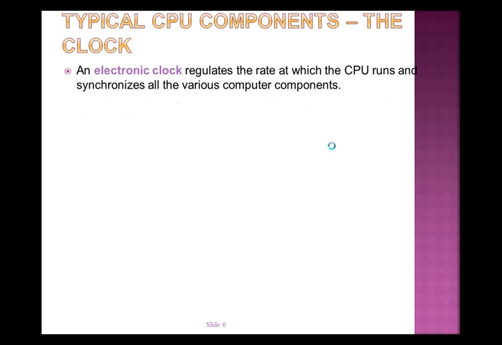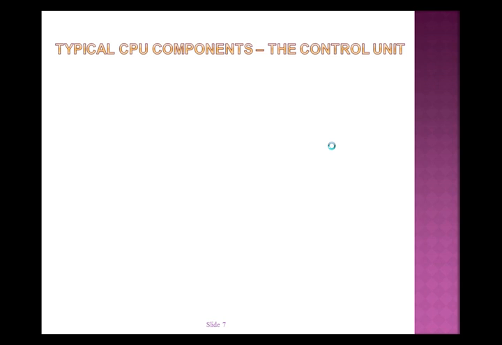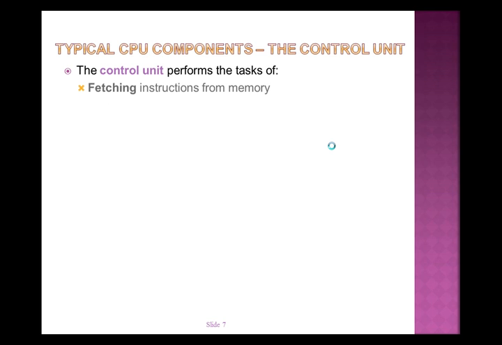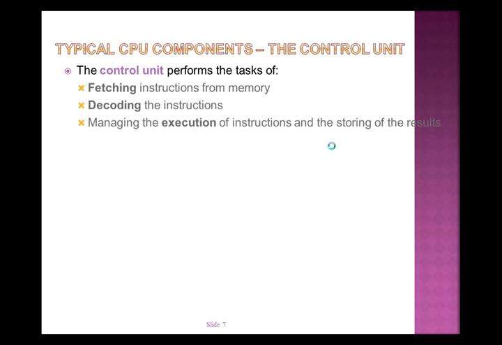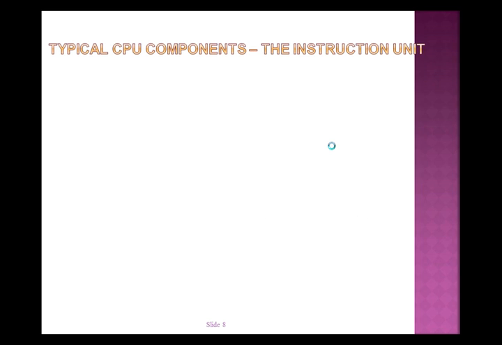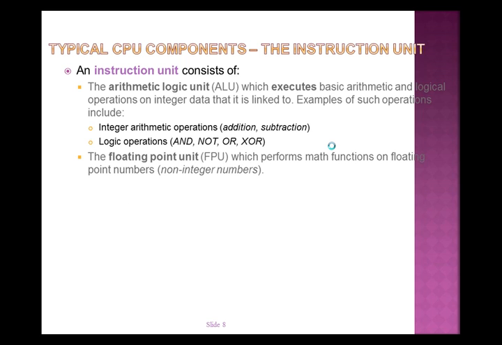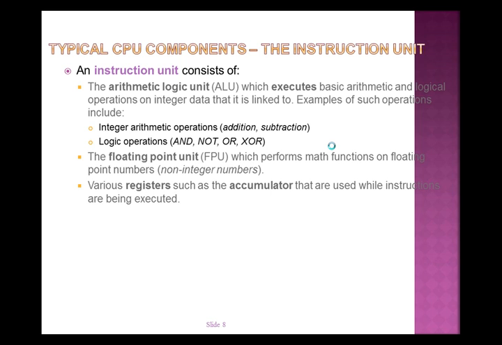What are the components? First of all, the clock that regulates the rate. We have studied about the clock, the measurement in terms of megahertz. In the same way, another component is your control unit that controls the overall operations, that performs the task of fetching, decoding, execution. Various registers also included, that is PC, program counter, instruction register. Next component is your instruction unit that consists of ALU, addition operations, logical operations, and, or, not, and floating point unit that works on floating point numbers.